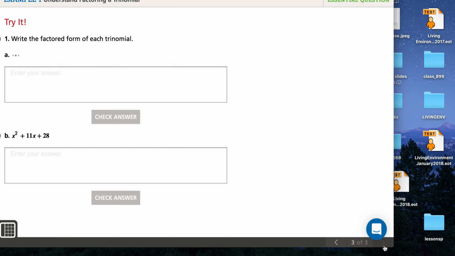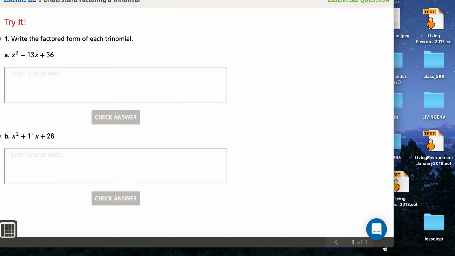Now, this is one example that you are going to do in your Google Docs, as we usually have been doing lately. Now, it says that you understand factoring a trinomial. Write the factored form of each trinomial. Copy the two equations, A and B, and answer them on the Google Docs.